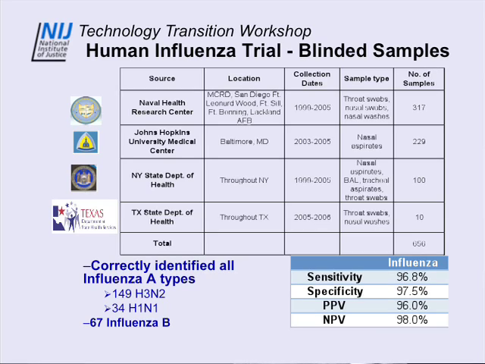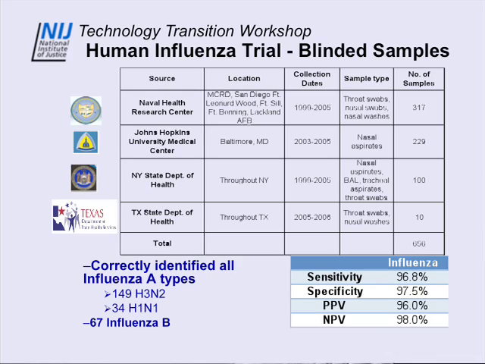We've done a bunch of preclinical studies with our collaborators. We took a collection of over 600 clinical specimens that were acquired over a 5-year period. Some of these going back to the late 1990s, so some of these samples were kind of aging when we ran them. But importantly, looking at over 600 samples from different sample types, we still got over 97% sensitivity and specificity, and we correctly identified all the influenza A types. There was about 150 H3N2s, 34 H1N1s, and 67 flu Bs.